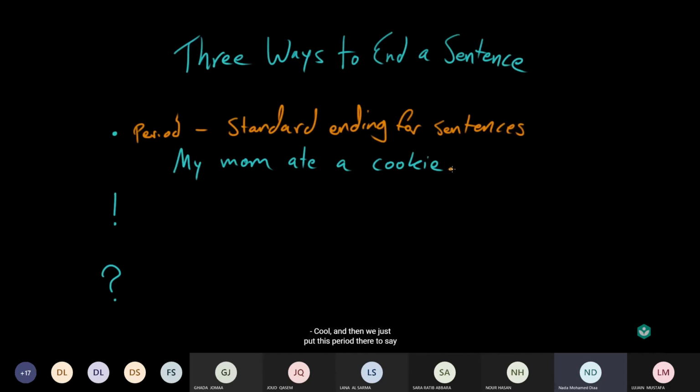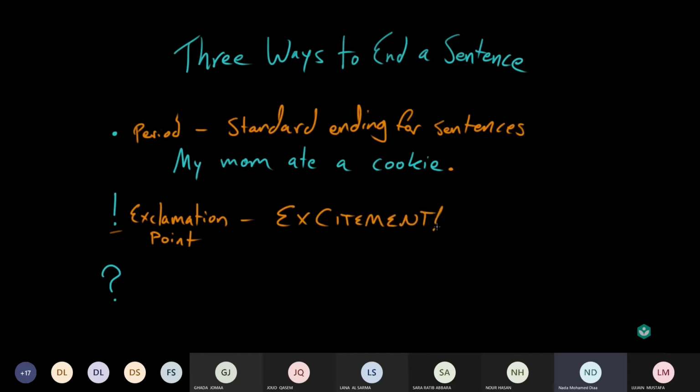Cool. And then we just put this period there to say that's the end of the thought, end of line. So then what is an exclamation point for? Like, what would we use that for? So an exclamation point is pretty much if someone is excited about what they're saying. So if I were to say, I'm going to eat so much candy when I get home, I think that was probably an exclamation.